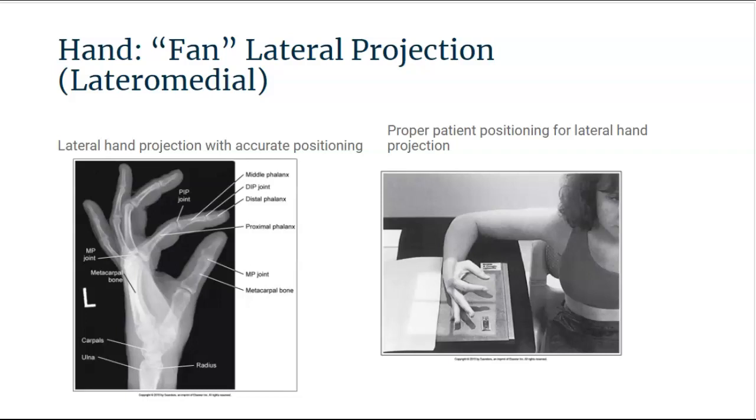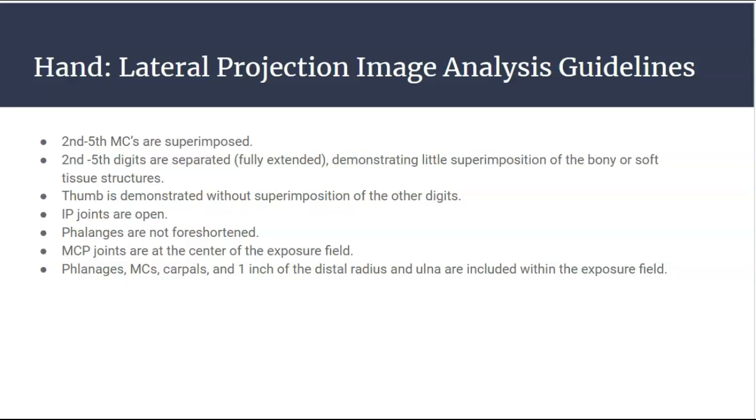The thumb is positioned close to the hand, and the metacarpal phalangeal joints are at the center of the exposure field. The phalanges, metacarpals, carpals, and 1 inch of the distal radius and ulna should all be included within the exposure field. The image analysis guidelines are as follows.